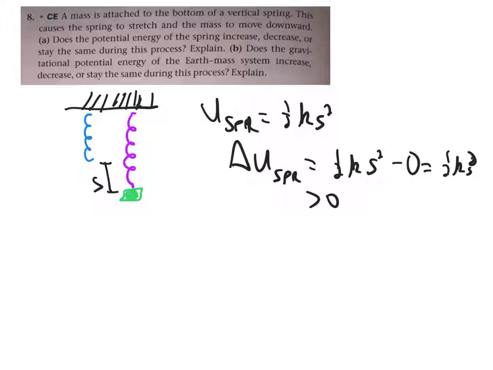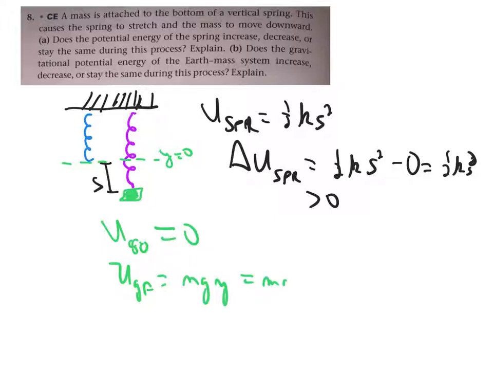To find the gravitational energy, we'll need a reference point, a place where y equals 0, and I'm going to choose where it started, since that seems relatively natural. That's y equals 0. So the energy at the start is just 0, or else I've just made it that way. And then the energy at the end is going to be mgy, but we can see that the new position down here, this is y equals minus s. I'm below y equals 0 by a distance s.